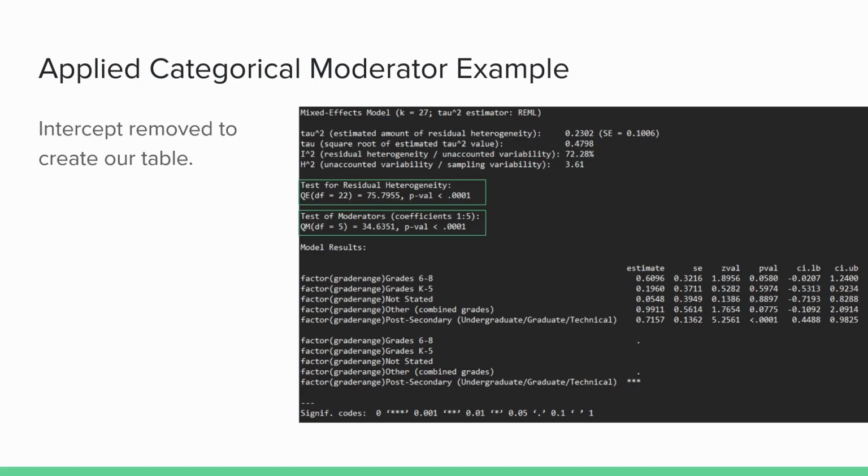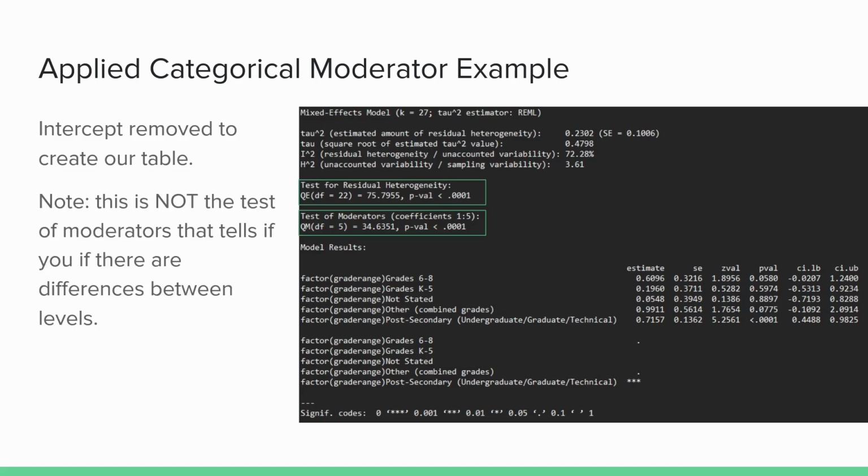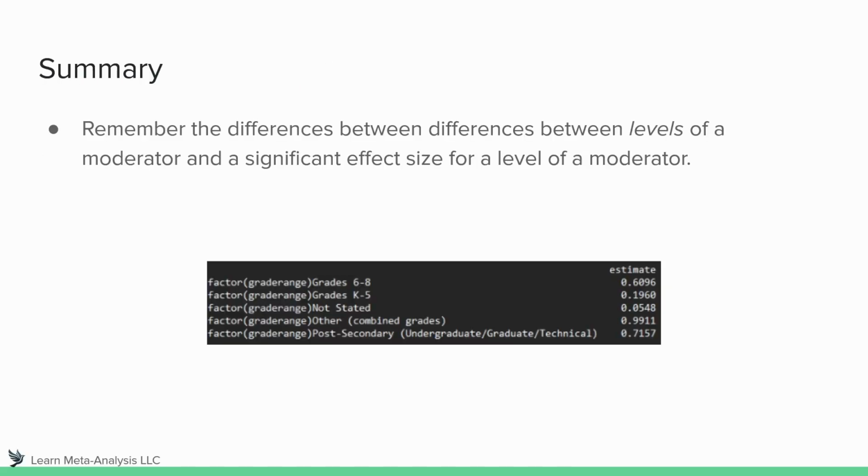Here, note that the test of moderators is significant. However, this is not the same test. I'll say that again. This is not the same test. When you remove the intercept, it runs a different test as the test of moderators. So if you're looking for significant differences between levels, you need to be looking at the one with the intercept included. Now, this is a little bit different than the residual heterogeneity, which in this case is identical between the two models.